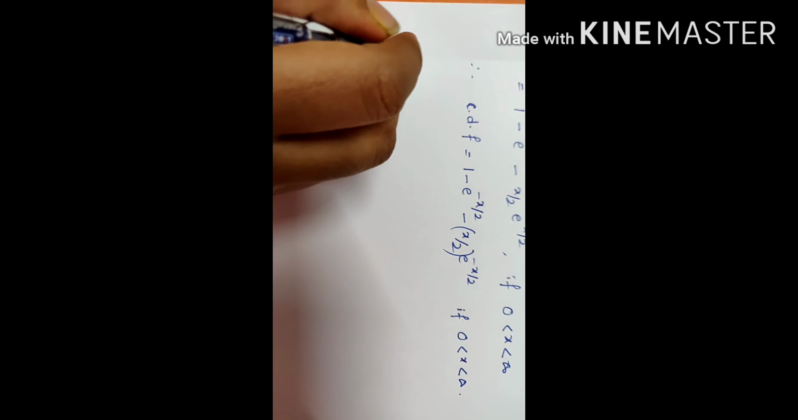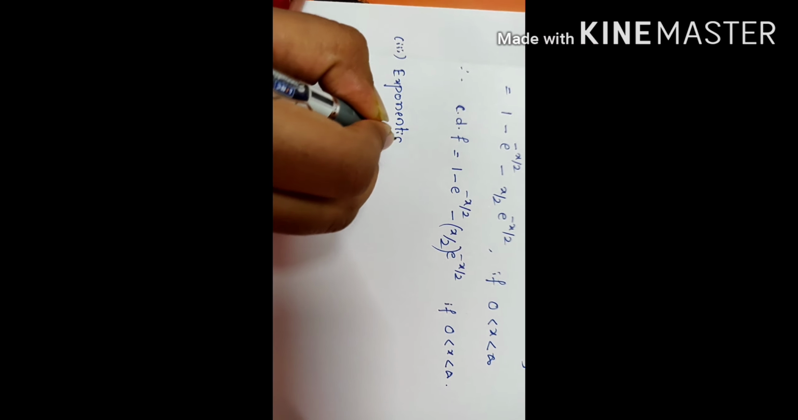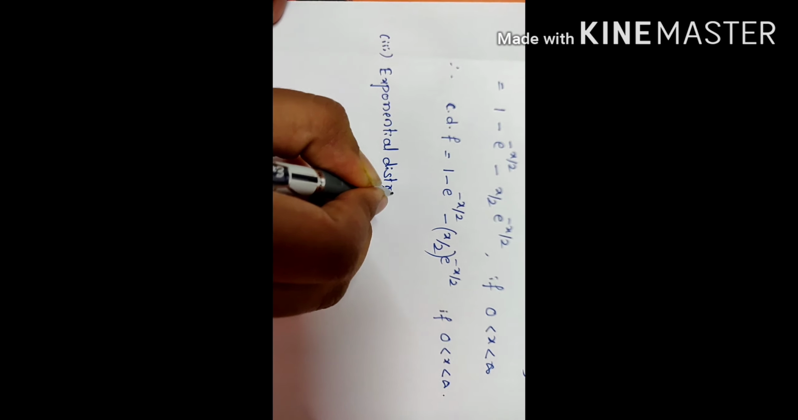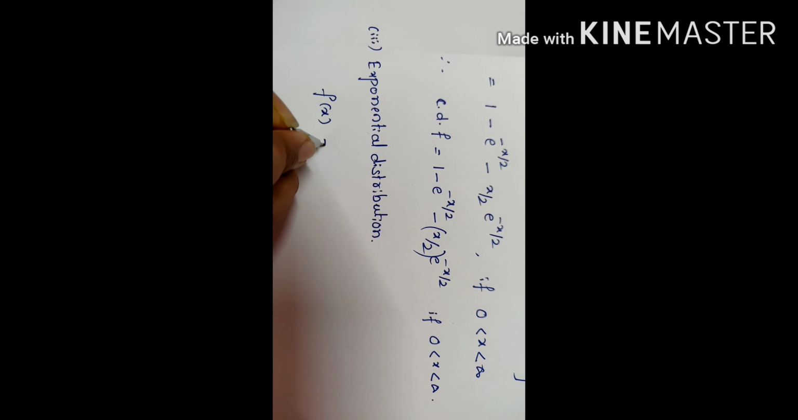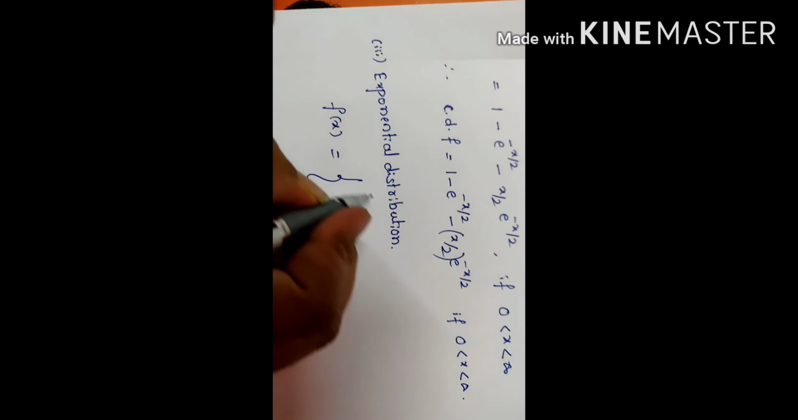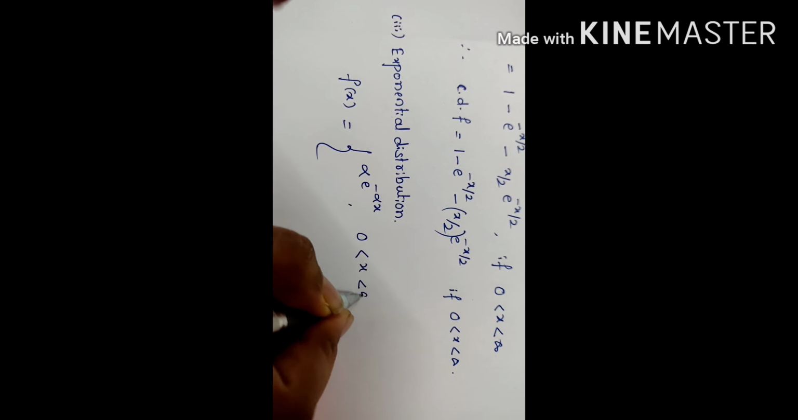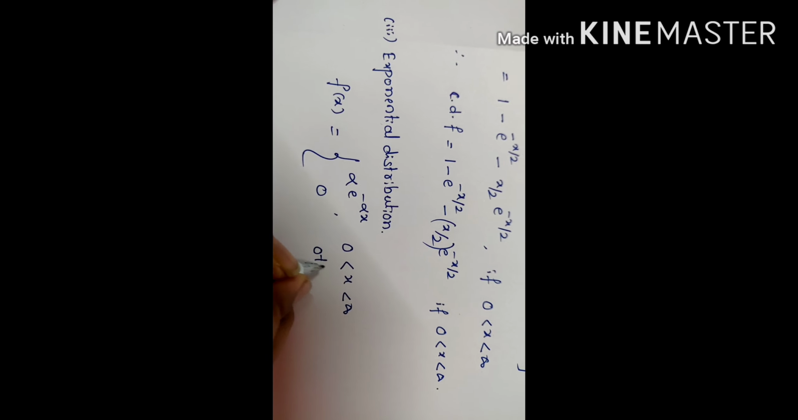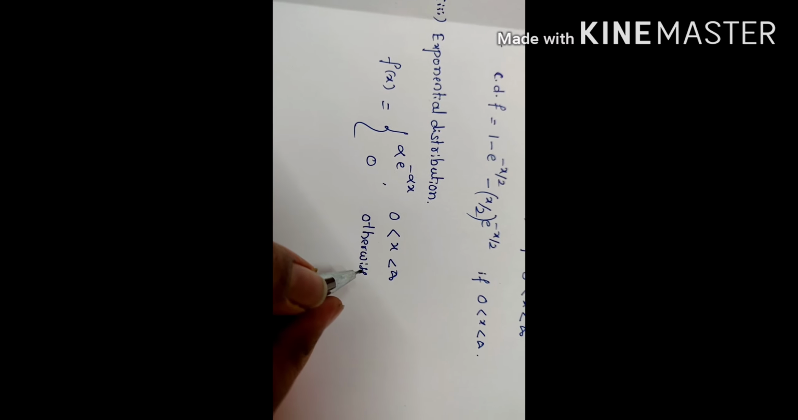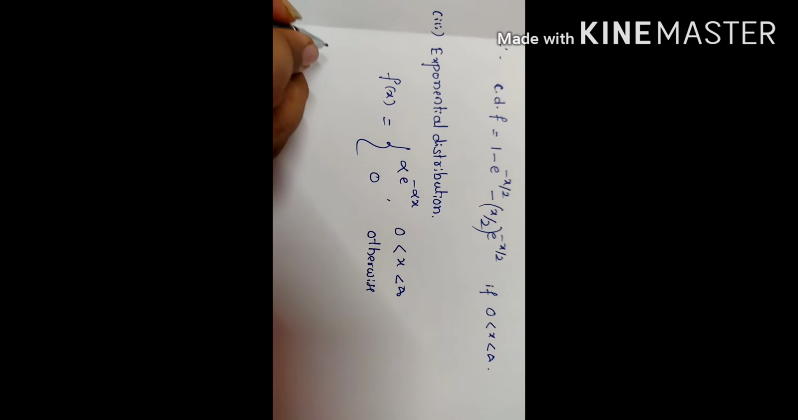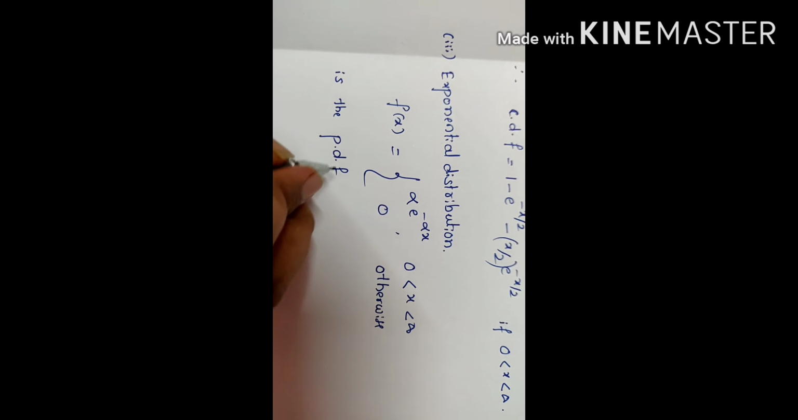Third, they asked you to find the exponential distribution. For the exponential distribution, we have a standard formula. When you say a function is exponentially distributed, then it is given by alpha into e raised to minus alpha x, where x lies between 0 to infinity. Otherwise, it is 0. This is the PDF of exponential distribution.